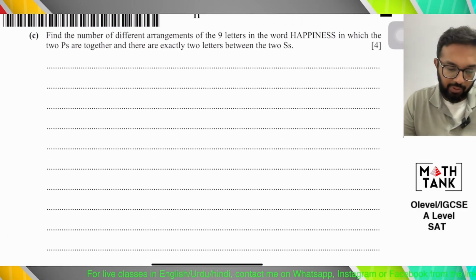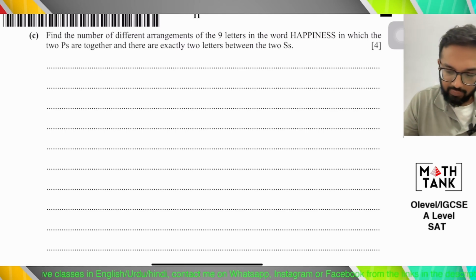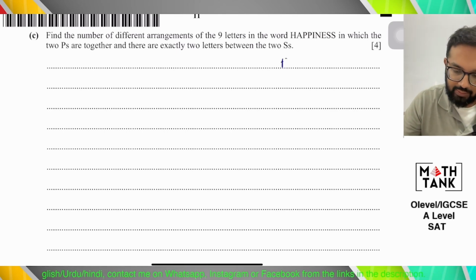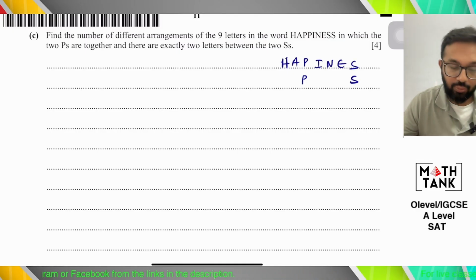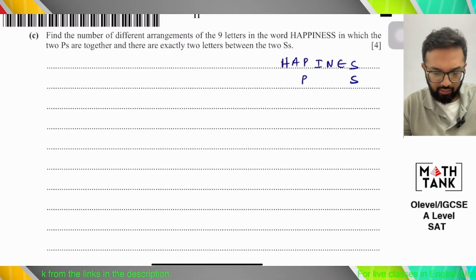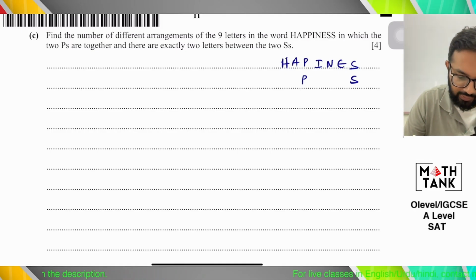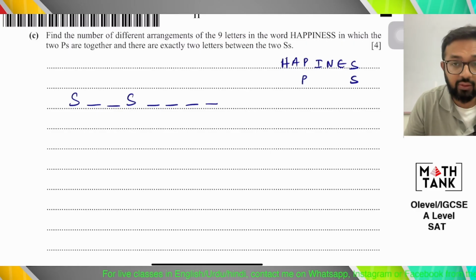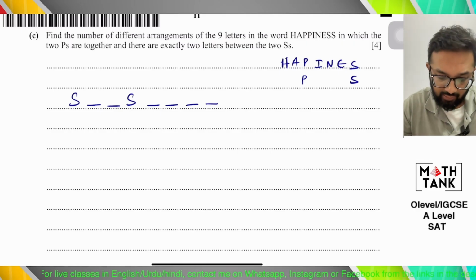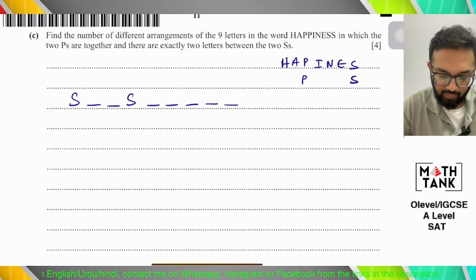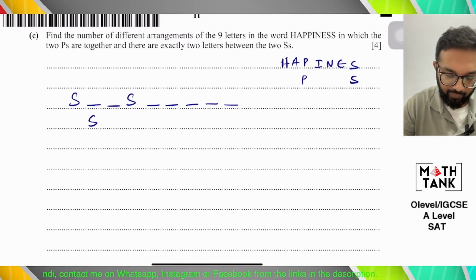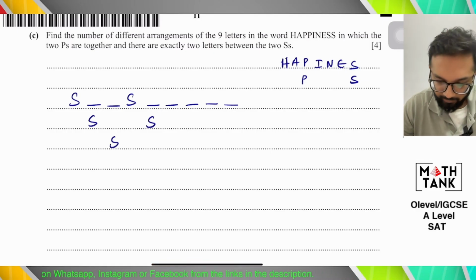Okay, this part says find the number of different arrangements of the 9 letters of the word happiness in which the two P's are together and there are exactly 2 letters between the S's. So whenever you have 2 letters between S's, you just have to make cases where you fix the positions of where the S is, 4 and 5. Then this could be another variant.